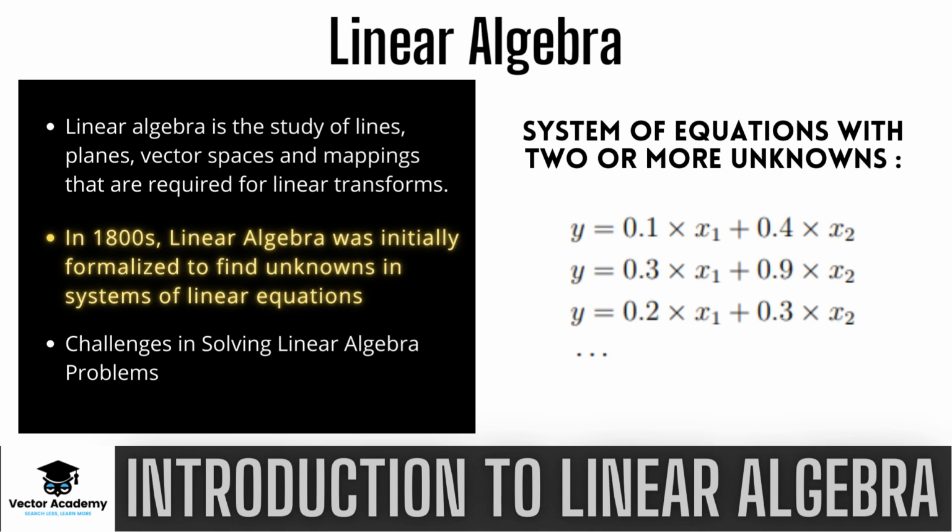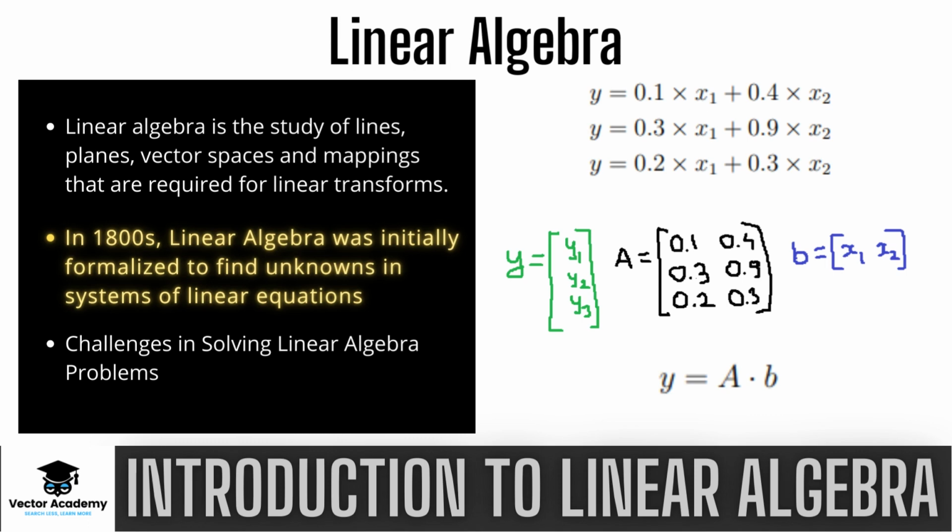We can line up a system of equations with the same form with two or more unknowns. For example, y equals 0.1x1 plus 0.4x2, y equals 0.3x1 plus 0.9x2, y equals 0.2x1 plus 0.3x2. The column of y values can be taken as a column vector of outputs from the equation. That is y equals y1, y2, y3.